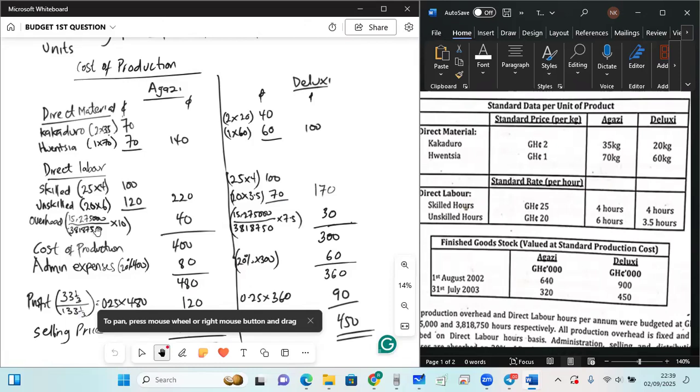So here I found our absorption rate and I multiplied it by 10, which is the total labor hours you're having here, 4 hours, and then 4 plus 6, 10. That's why I'm having this 10 here. And then I had 40. Now for the deluxe, it is 4 plus 3.5, which is making 7.5. And then I'm getting the same thing multiplied by the 7.5, getting 30 here.